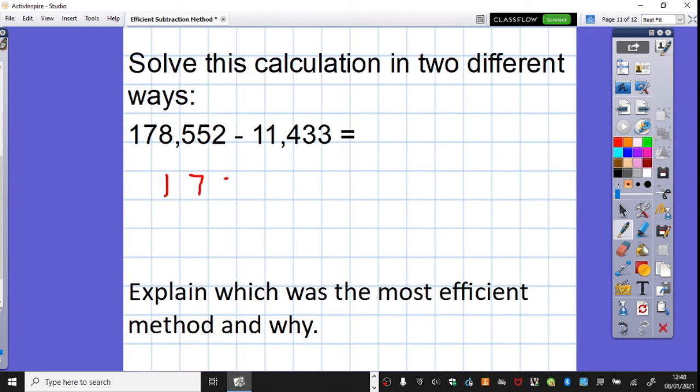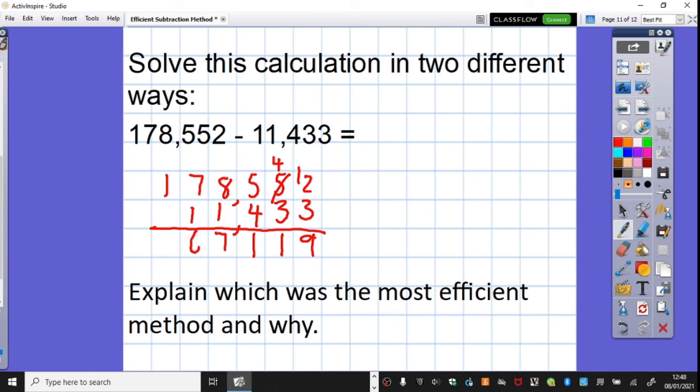So again, initially, I would probably go in with a column method, as they're quite large numbers as well. And let's work that out. So, 2 take away 3 ones I can't do. So I'm going to exchange here for 9. 4 take away 3 tens is 1 ten. 5 hundreds take away 4 hundreds is 1. 8 take away 1,000 is 7,000. 70,000 take away 10,000 is 60,000. And my 100 stays the same. So I've got 167,019.